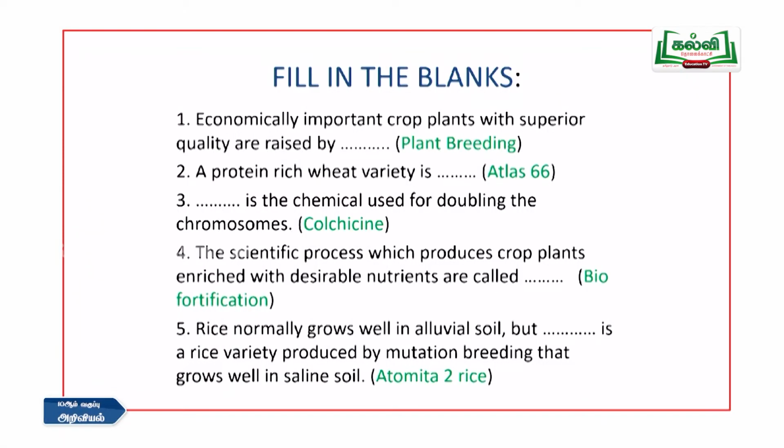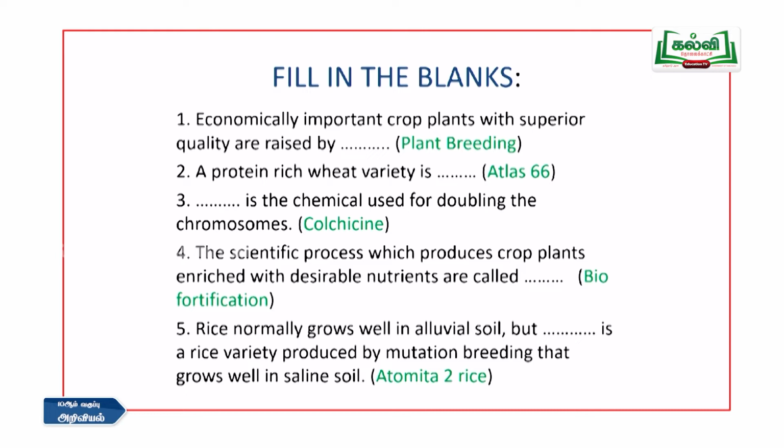Now we are going to fill in the blanks. Question number 1. Economically important crop plants with superior quality are raised by dash. Think of the answer in mind and write carefully. Plant breeding. Question number 2. Protein rich wheat variety dash. You think of the answer and write: Atlas 66. Number 3. Dash is the chemical used for doubling the chromosomes. The answer is colchicine. Number 4.